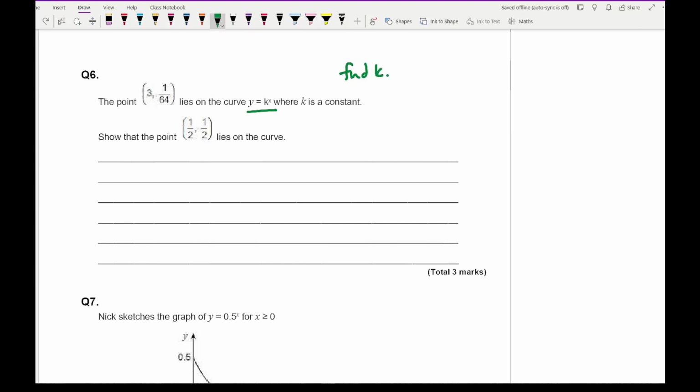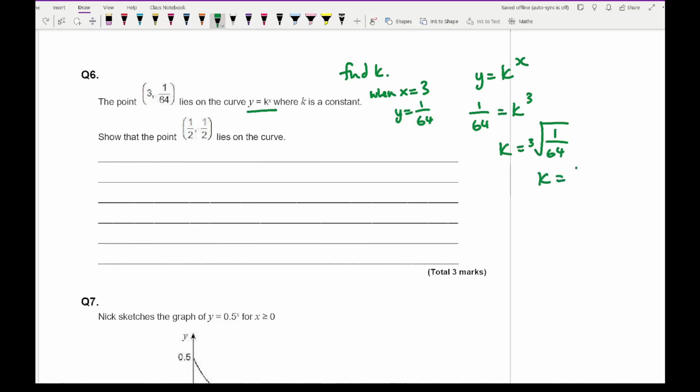So using the information, we know that when x equals 3, y equals 1/64. So here we've got y equals k to the power of x, so then I've got 1/64 equals k cubed. Now to get k by itself, we need to do the opposite of cubing, which is cube root. So if I do the cube root of 1/64 and I type that into my calculator, I get an answer of k equals 1/4.